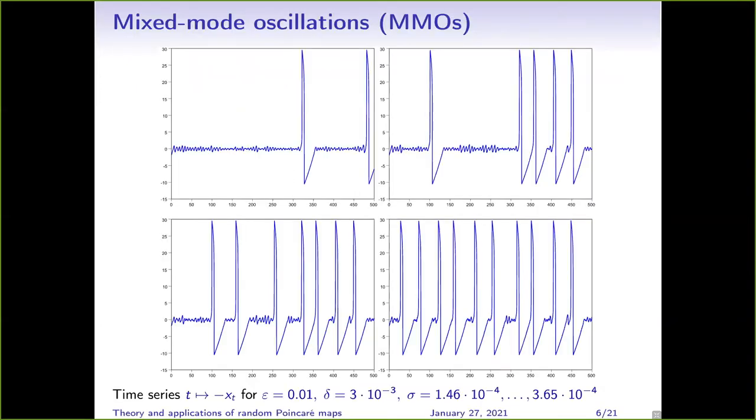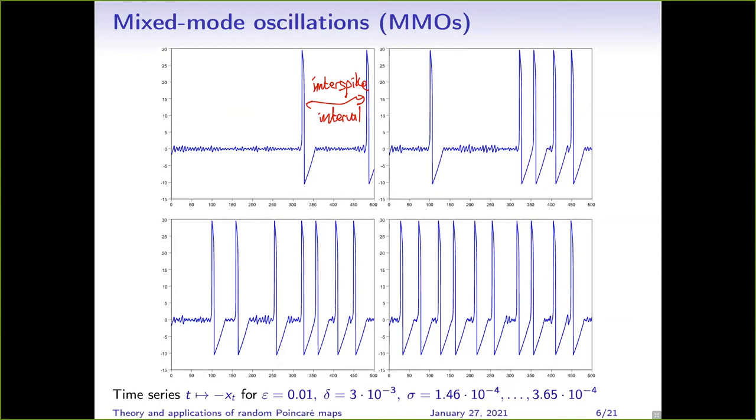So I can also show you a few time series here. So this is x or minus xt as a function of t. So what I've done here is that I have fixed epsilon and delta at a small but positive value. And from one plot to the next, I increase the noise intensity. So what you see is that you have these spikes and the interval. So what I'm interested in is this interspike interval is random.